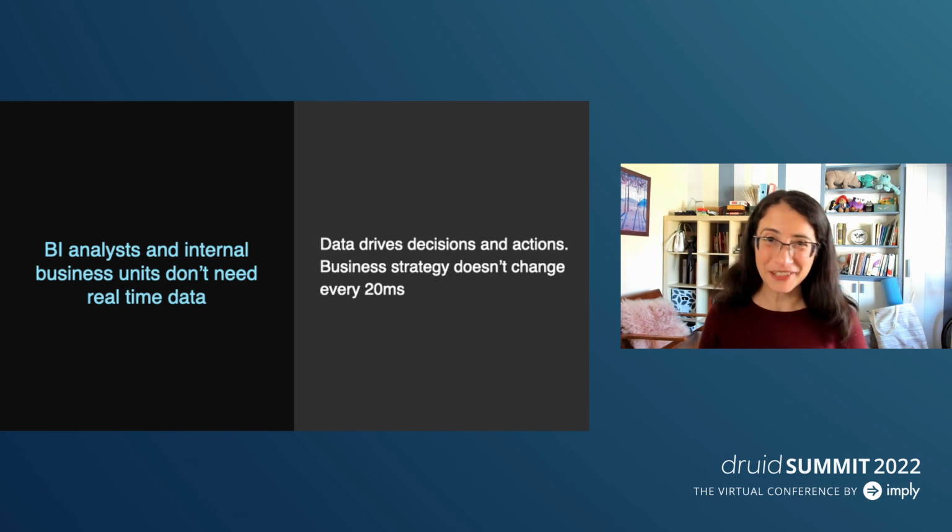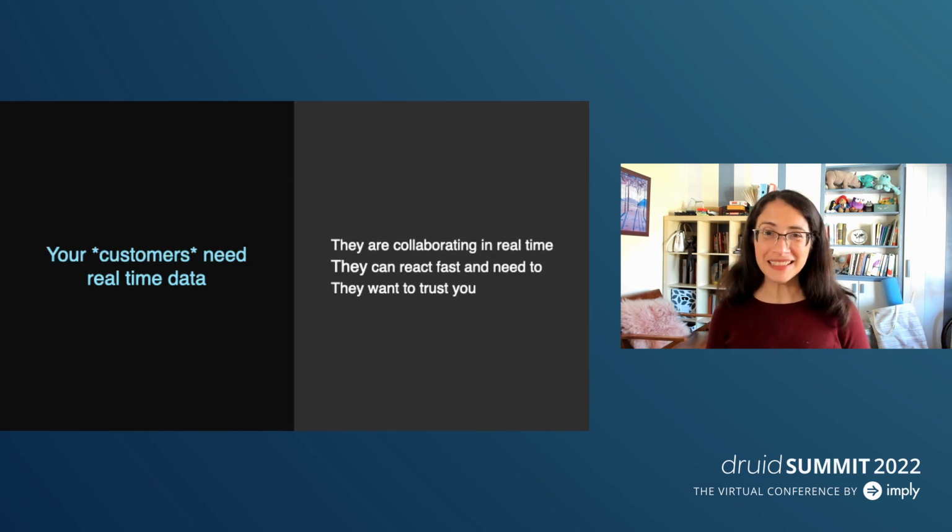So who does need that? Well, your customers need it. Why do your customers need it? Well, if you are anything like the 100 SaaS companies that I talked to in the last year, a lot of them are building collaborative software. So their customers need to collaborate. Collaboration is something that happens in real time. They want to do things and be sure that other people in their team are seeing it and can react to it. They need to react fast to things that change.